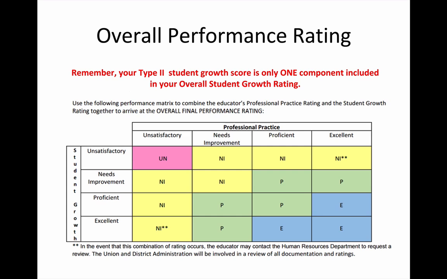Finally, please remember that the Type 2 student growth rating is only one portion of the final student growth rating, as you will also have a Type 3 SLO rating that is factored into your final student growth rating. Once you have completed all portions of student growth and have a final rating, your overall student growth rating is combined with your professional practice rating for an overall summative rating. The chart on this slide shows the overall summative rating that you can reach based on various student growth ratings being combined with the professional practice rating.